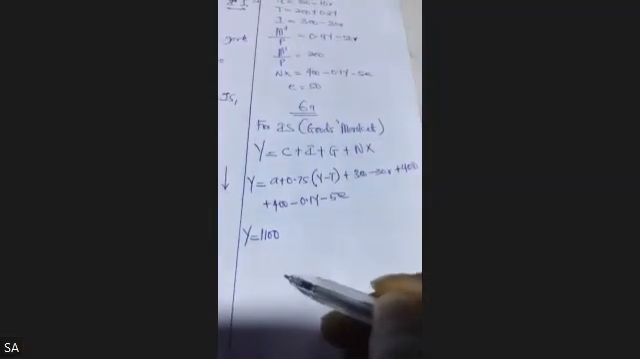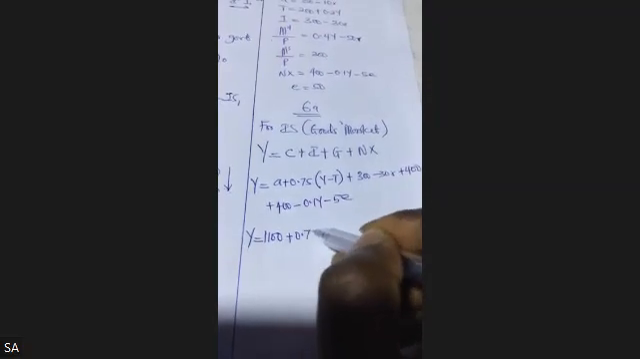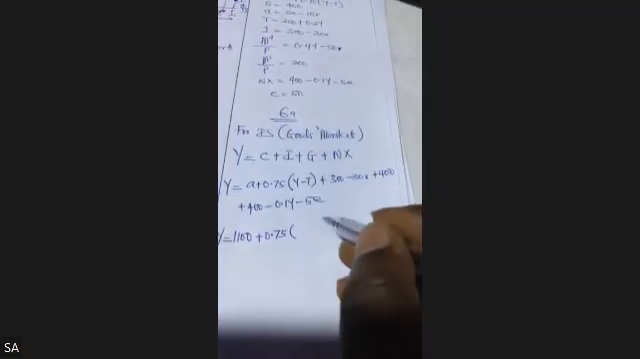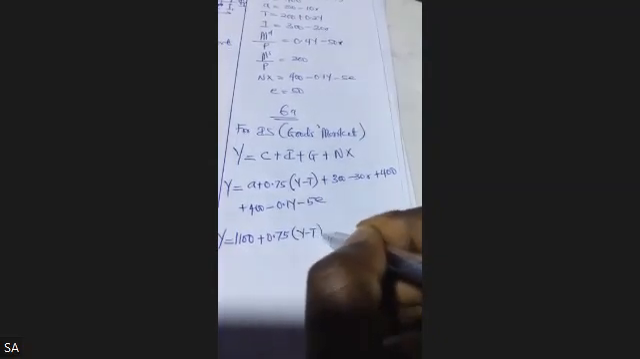1,100. Then I can go ahead and say, okay, plus 0.75. What is T? No, don't put T yet, so that I make it easier for you. Let's just maintain Y minus T.